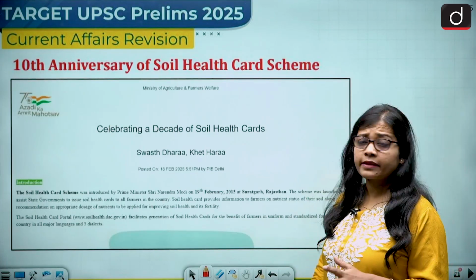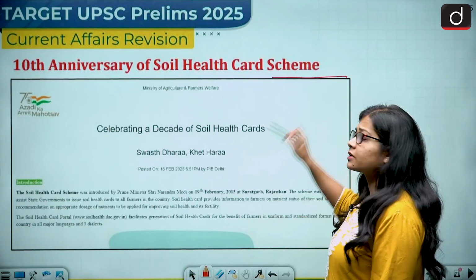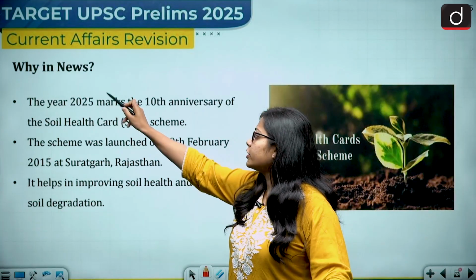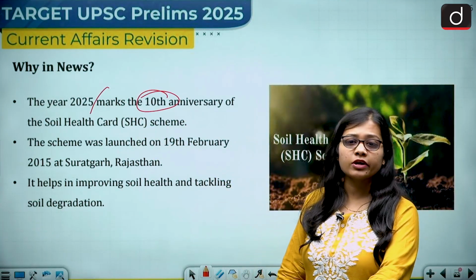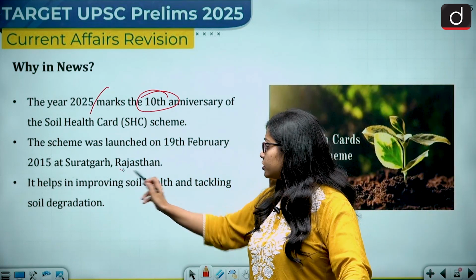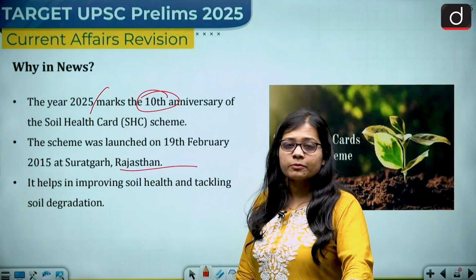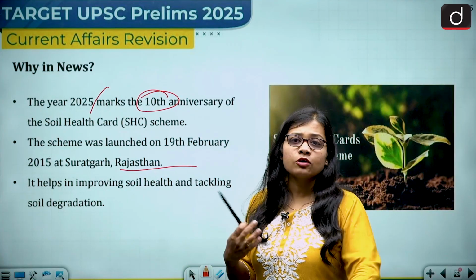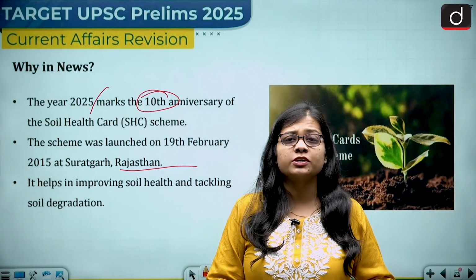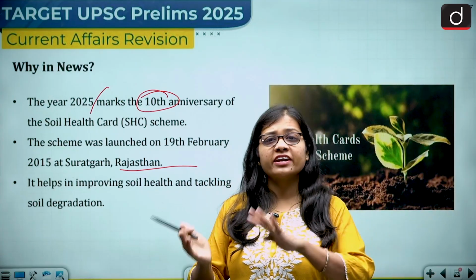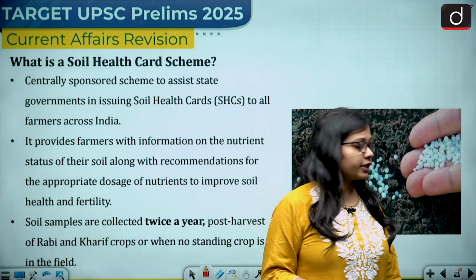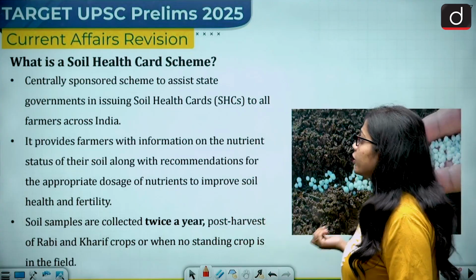Coming on to the next topic, and that is the 10th anniversary of the Soil Health Card Scheme. Very important, Soil Health Card. The year 2025 marked the 10th anniversary of the Soil Health Card Scheme, and the scheme was launched in the year 2015 in Rajasthan. The aim is basically to improve the health of the soil, for example the fertility levels of the soil must improve, and the soil must be more enriched with regard to macronutrients and micronutrients. So what is the Soil Health Card Scheme?